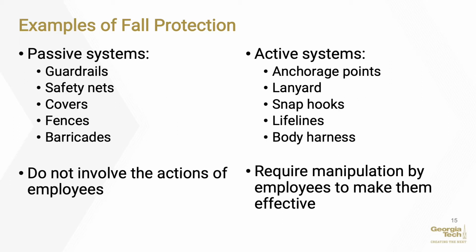Generally, fall protection can be provided through the use of guardrail systems, safety net systems, or personal fall arrest systems. OSHA refers to these systems as conventional fall protection. Examples of fall protection include passive and active systems. Passive systems are protective systems that do not involve the actions of employees. Active systems include systems and components that require manipulation by employees to make them effective in providing protection.